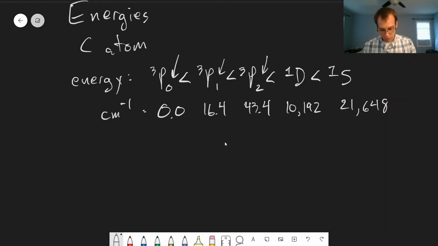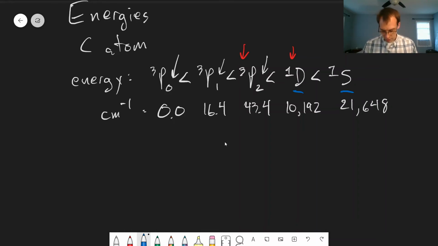But when we switch from S equals 1, right? So when S changes, when we go from triplet to a singlet state, we see a very large difference in energy, and the triplet state is lower in energy than the singlet states. And then what differentiates between singlet D and singlet S is the value of L, right? So D, because L is 2, is lower in energy than S, where L is equal to 0.